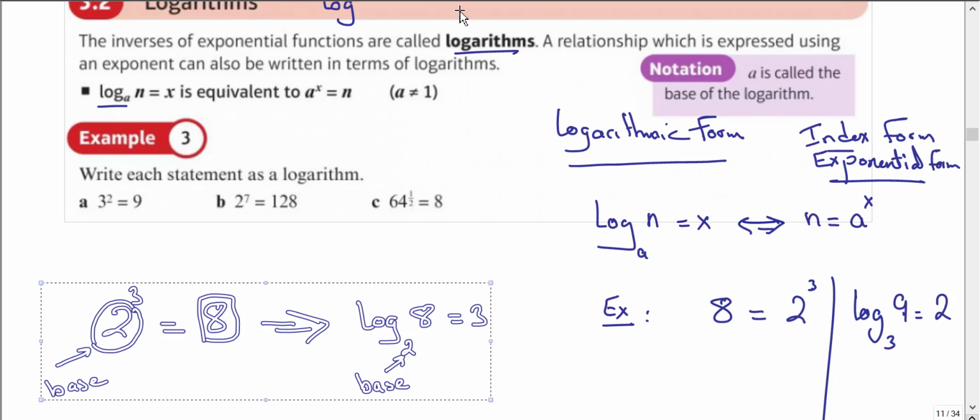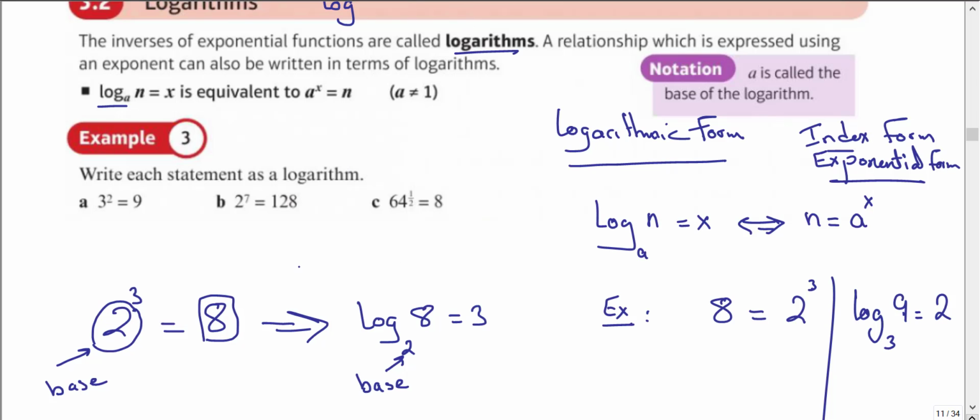Are you following? Yes, sir, how do I put this on the calculator? Now you don't do anything on the calculator. Now focus on what we are doing. Forget about the calculator.